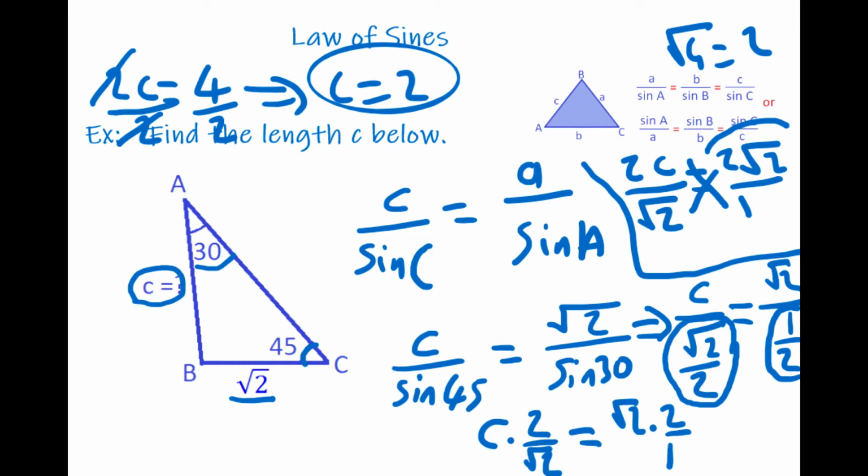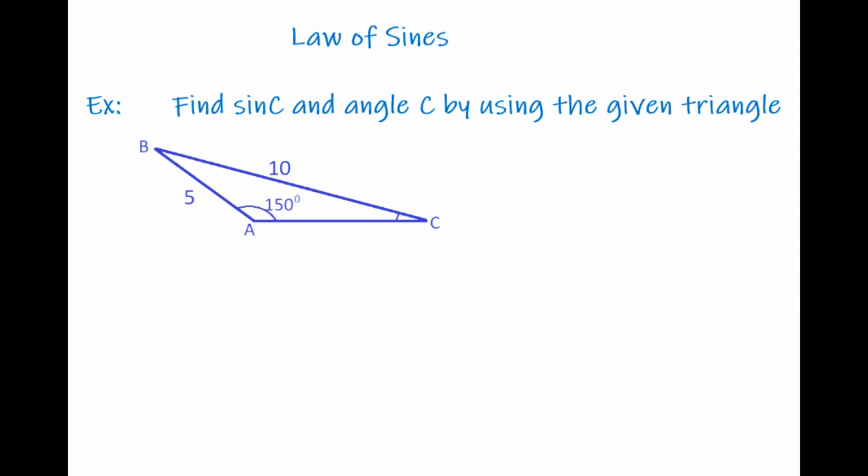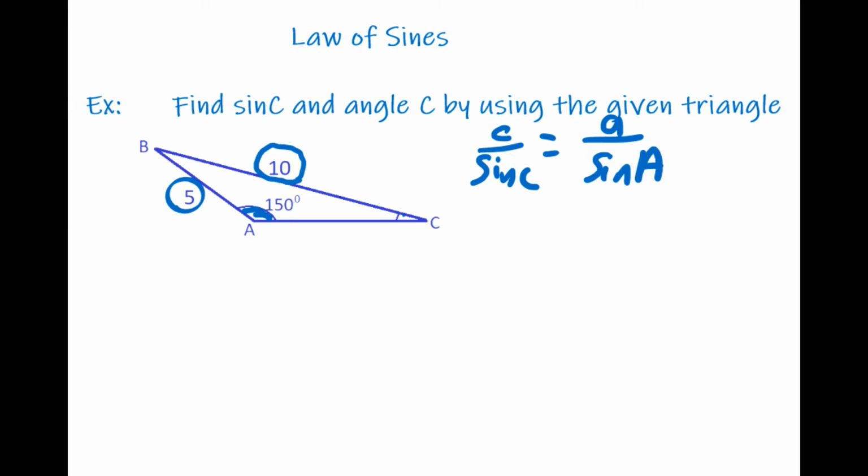And let's take a look at our last question in this video. And this is our last question, guys, in this video. And it says find sine C and the angle C by using the given triangle. And in our triangle, guys, angle A is given as 150, and we don't know angle C. And also length A is 10, and length C is 5, guys. So immediately you can remember c divided by sine C is equal to, guys, a divided by sine A. So length C is 5, okay?